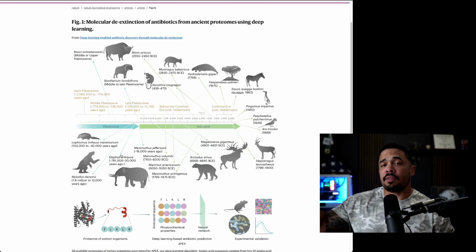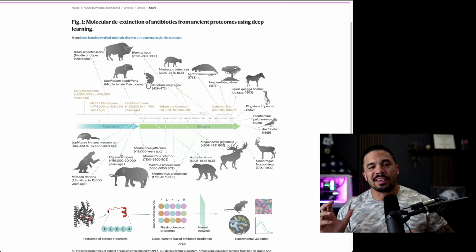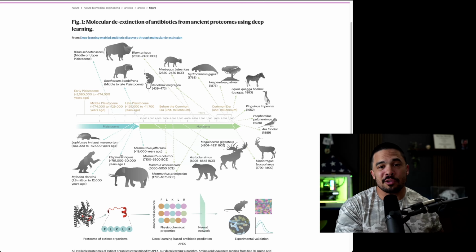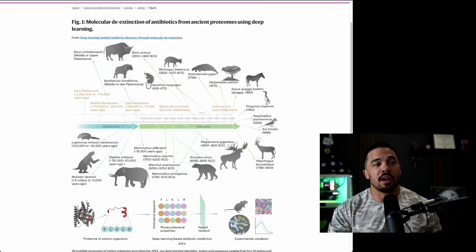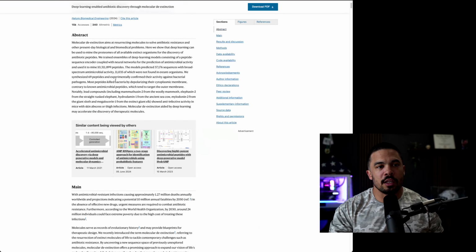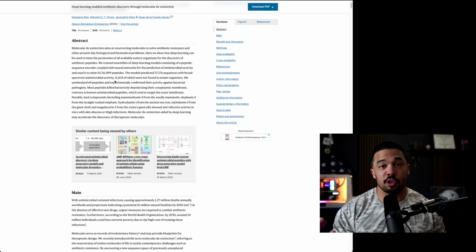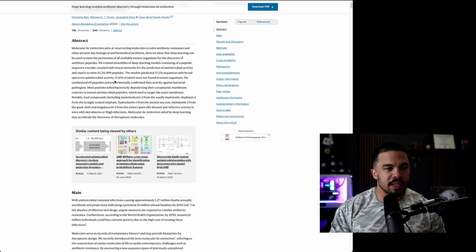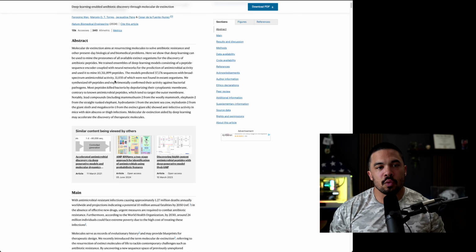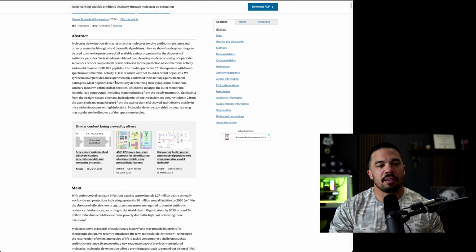So what this study aims to do is, instead of a forward-looking approach, let's look at the backward approach. Is there anything within the proteomes of these extinct animals that we can rely upon in order to come up with other antibiotics? So in looking at the abstract, a broad overview, I don't want to go too in depth, just kind of tackle the more interesting pieces of this. The abstract's first sentence: molecular de-extinction aims at resurrecting molecules to solve antibiotic resistance and other present-day biological and biomedical problems. And this is what they found.